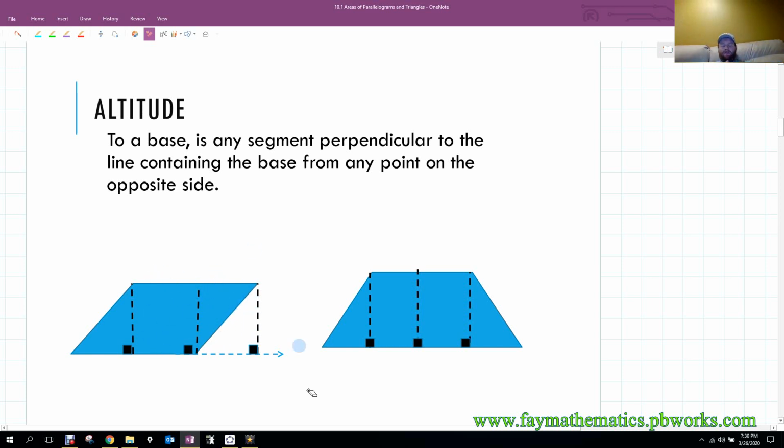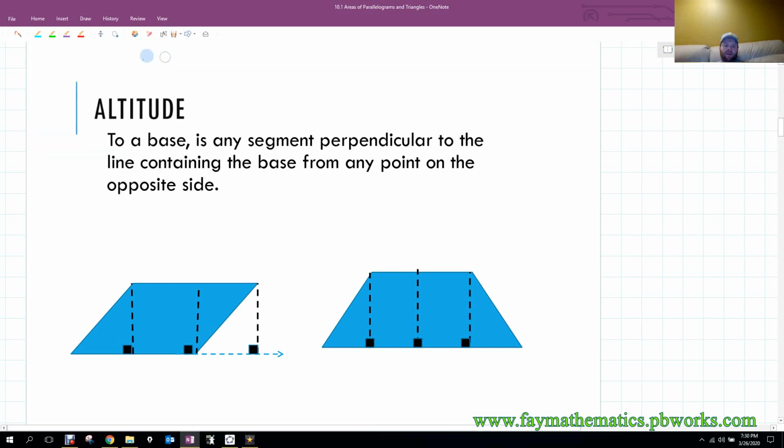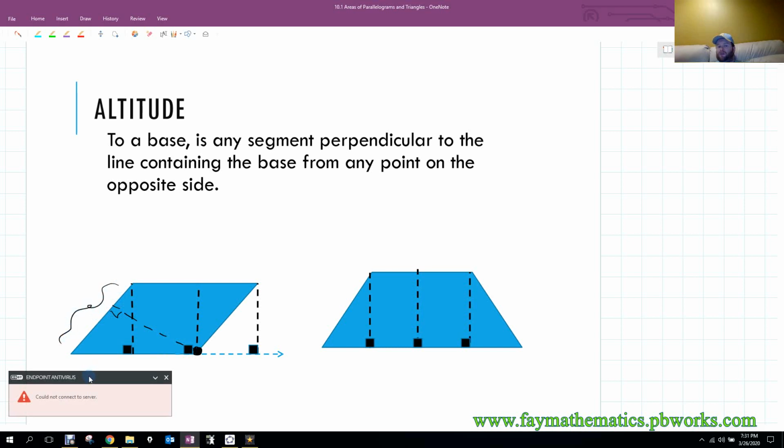So your altitudes can be outside your shape. Now, what tends to be an issue for some people, and this especially happens with this parallelogram, is that if I start right here, on this side, and I go perpendicular to the opposite side, that could be an altitude as well. Now if that's the altitude, then this would be the base that I chose.